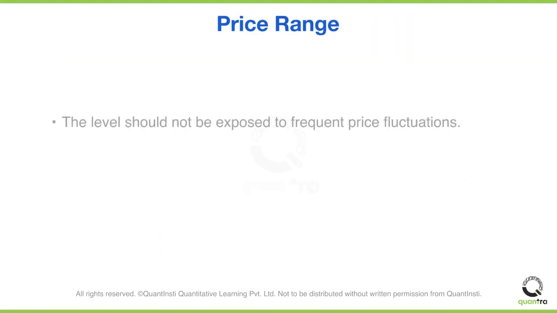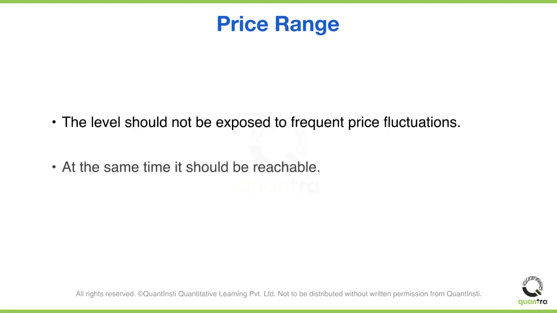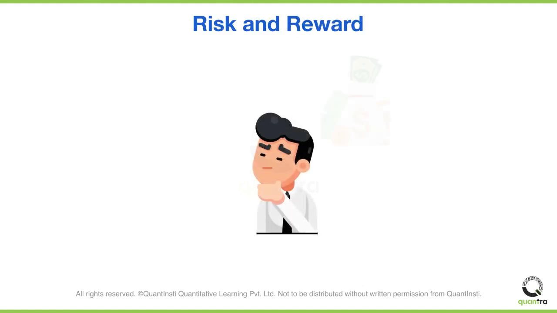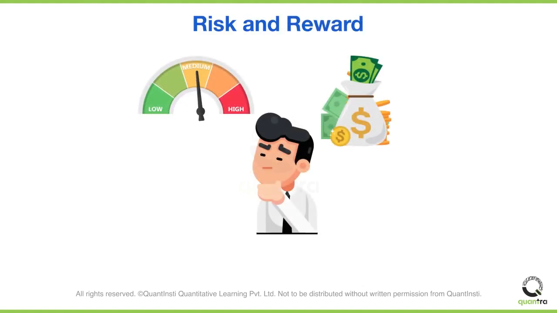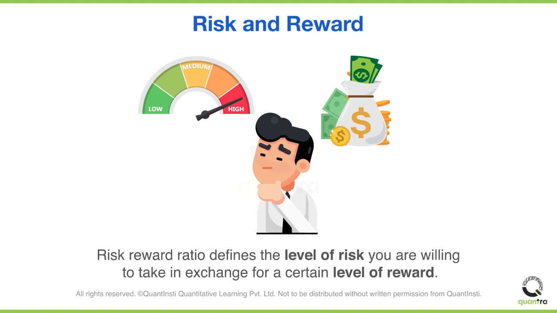She goes on to explain that the price range should be analyzed first. The level should not be exposed to frequent price fluctuations. At the same time, it should be reachable. She suggests that he can set a stop-loss or take-profit based on a risk-reward ratio. Risk-reward ratio defines the level of risk you are willing to take in exchange for a certain level of reward.